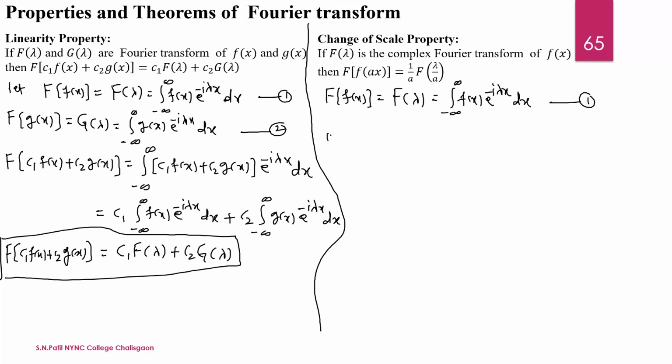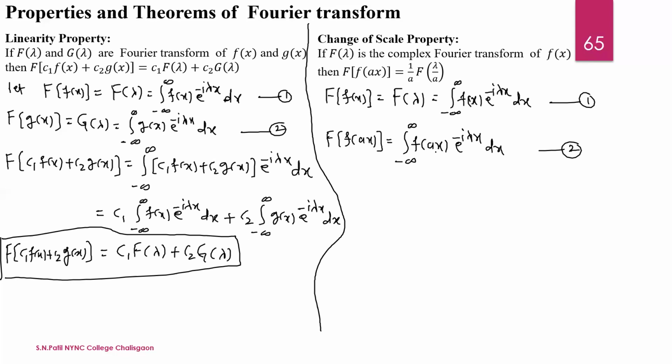Okay, that is the Fourier of f of ax is equal to the integration from minus infinity to plus infinity. When f of x is here, then f of x; instead of f of x, if you put ax, f of ax, then we write here f of ax e to the power minus i lambda x with respect to x integration. Say equation number 2.